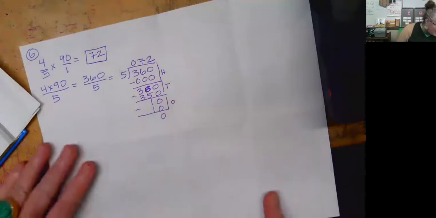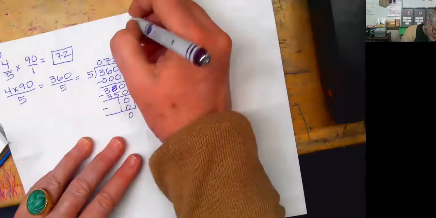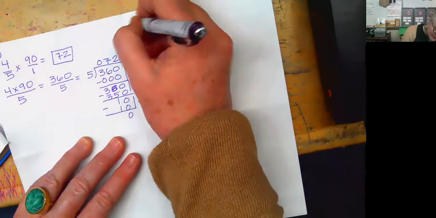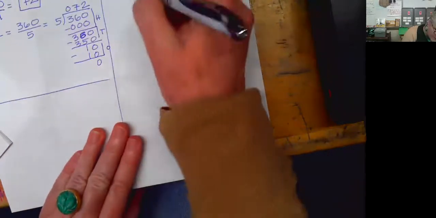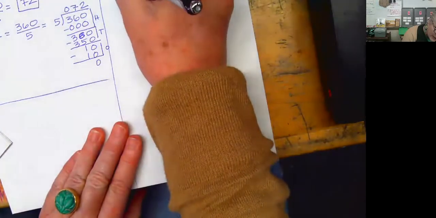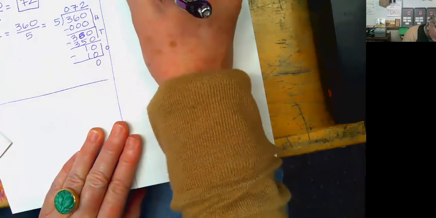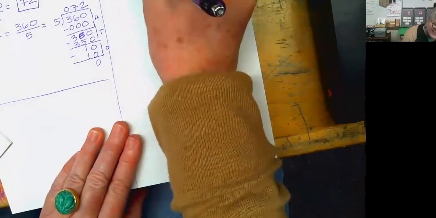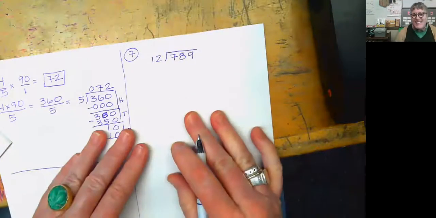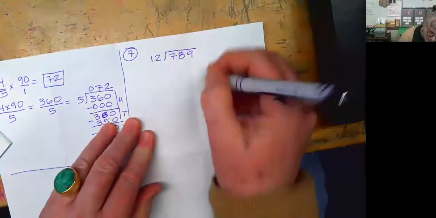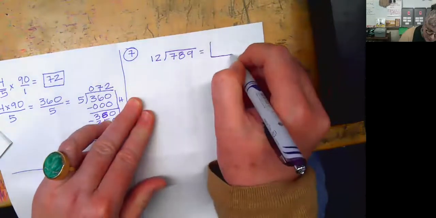All right, let's do some hairy long division. Ooh, these look difficult. So we're going to do number 7. I'm going to do it over here, and then we'll do number 8 over here, okay? Here we go. This is 12. I don't think we've done double digit before. I think they're being extra harsh with you. So they're telling us already that we're going to have a remainder.